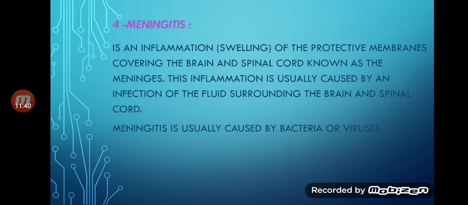Now, the fourth type of infection is meningitis. Meningitis means inflammation of the meninges. The meninges are the membranes covering the brain and spinal cord. This is an infection coming from the fluid. The CSF is infected, causing irritation of the meninges, so it becomes inflamed.